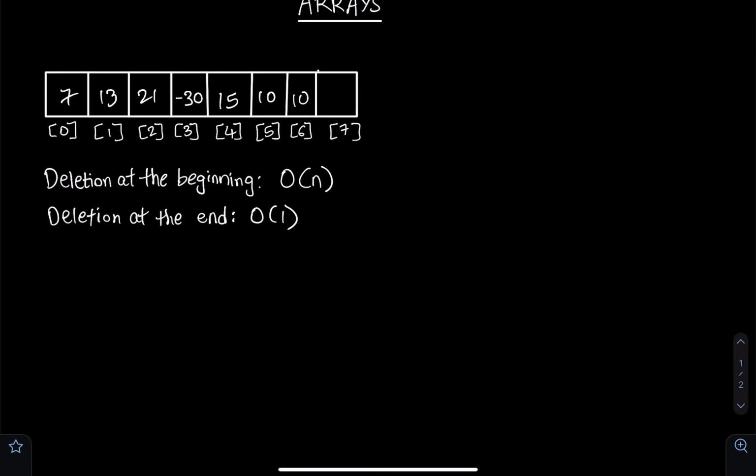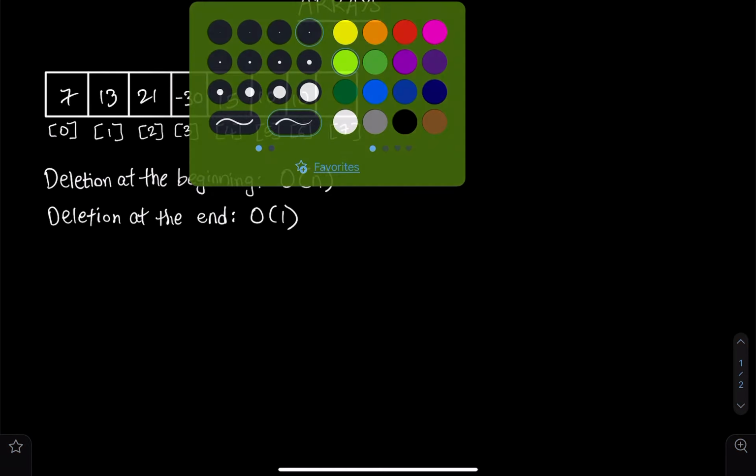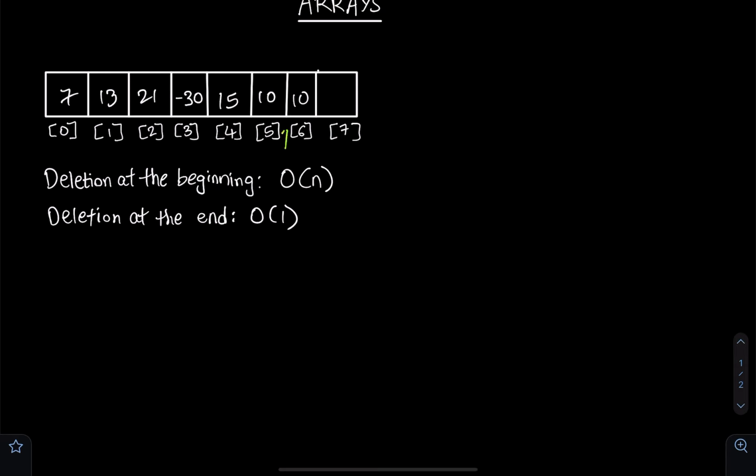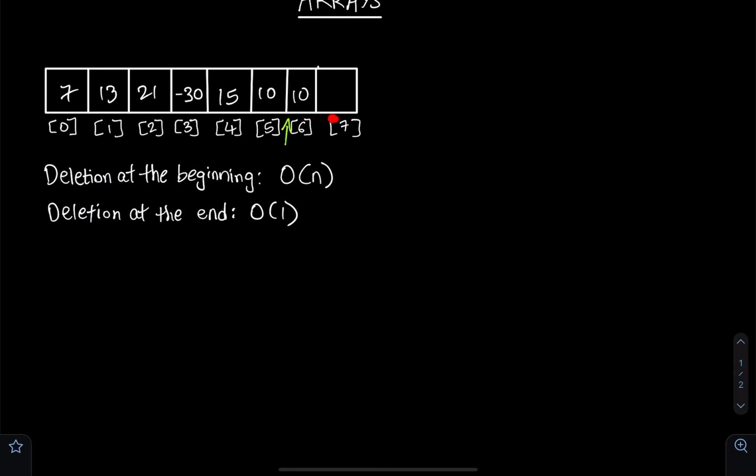Here I'm just deleting it for now, but how we would actually do this in code is we would have an end pointer, and the end pointer would point here, stating that after index 5, everything else is garbage. So even though 10 would be there after index 5, it would not be considered because this is called the end of the array. So the array ranges from index 0 to index 5 and excludes 6 and 7. That's the way we would implement it in code.